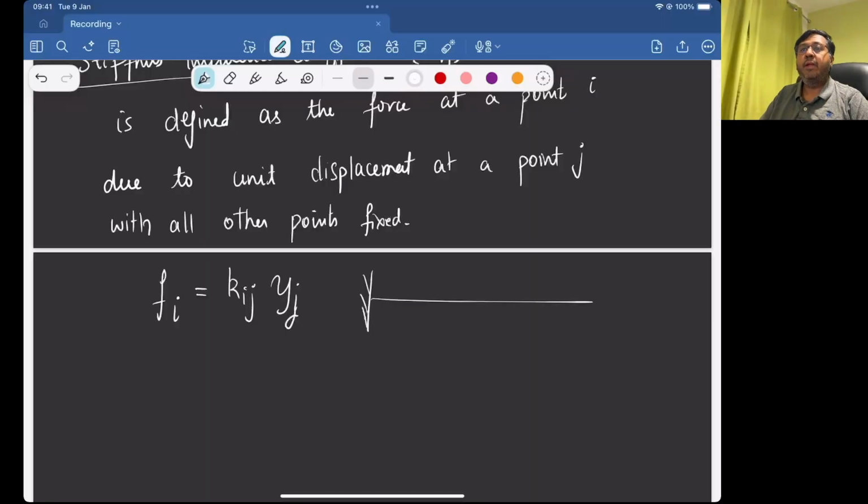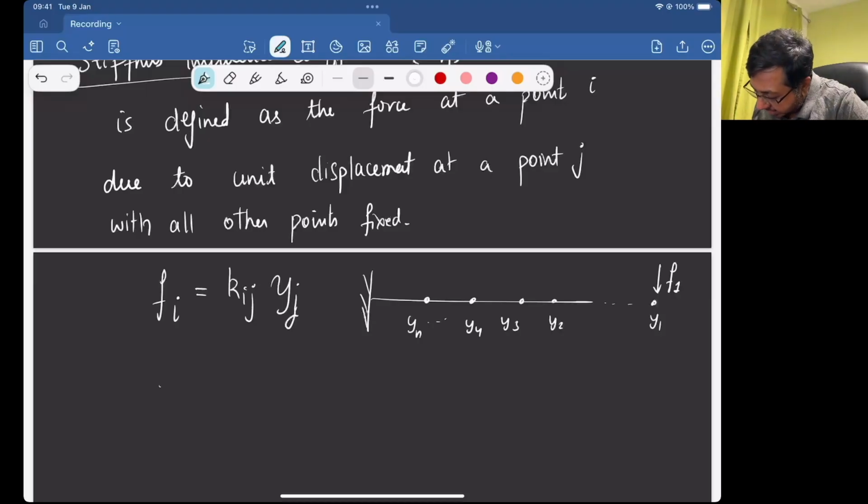Okay, if I had a beam, then I could have some y1, y2, y3, y4, so on till yn. So if I want to say, if there's a y1 displacement, what is the force F1? The force at point 1, or you can think of it as a reaction force at point 1, is influenced by the displacement of each of these points independent of the other.